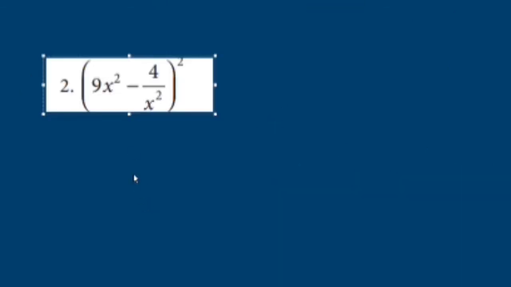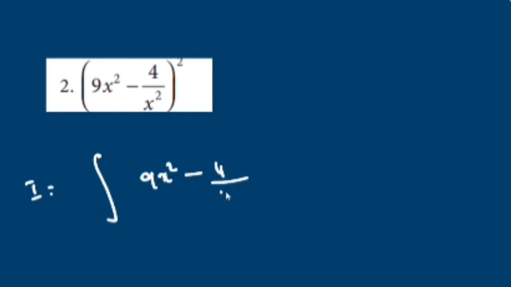Now the second sum: 9x square minus 4 by x square, the whole square. So now we are going to integrate this. Whenever you have to integrate, put the integral sign: integral of 9x square minus 4 by x square the whole square. And you have to put dx. Dx shows the variable here. If it is y, you put dy. If it is t, you put dt.